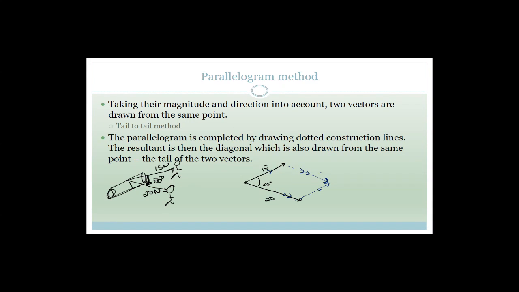Obviously, I'm drawing this by hand, so it's not that easy. Then my resultant will be this. My resultant will be that. And then obviously we have to work out the angle from north. Okay, so this is the parallelogram method.